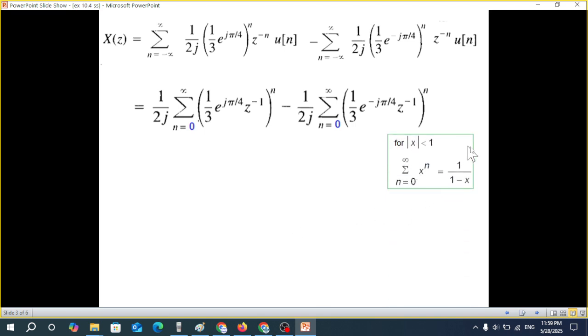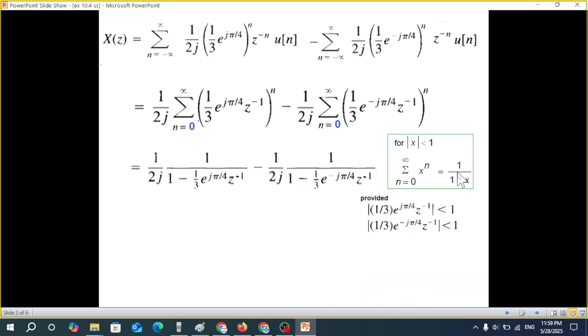Now we have also learned in previous examples that we can use this formula: the summation of x^n, with n from 0 to infinity, can be written as 1/(1 minus x), provided the magnitude of x is less than 1. So we'll apply the same formula here: 1/(1 minus x), with this as our x. And similarly in the second case, provided the magnitude of x is less than 1, in both cases.